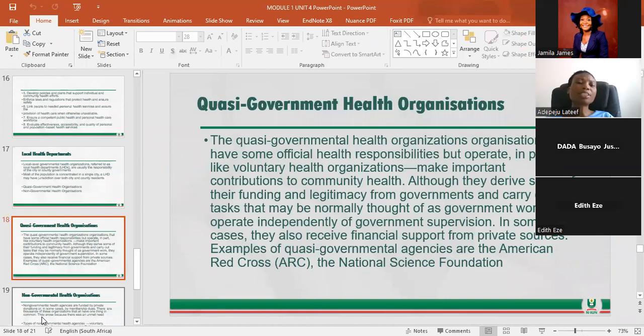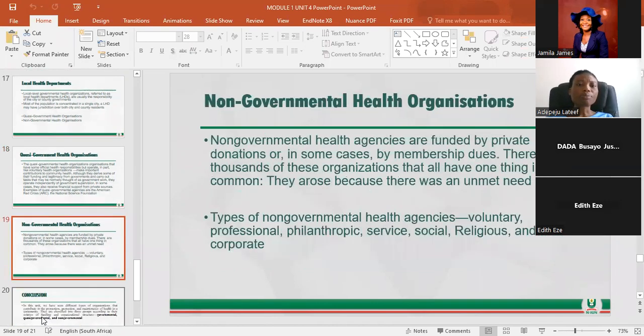So they also play a vital role in ensuring that the community public health agenda actually comes to fruition and is successful. This non-governmental agency can be professional bodies, volunteers, philanthropists, social workers, or even religious or corporate bodies. Okay.